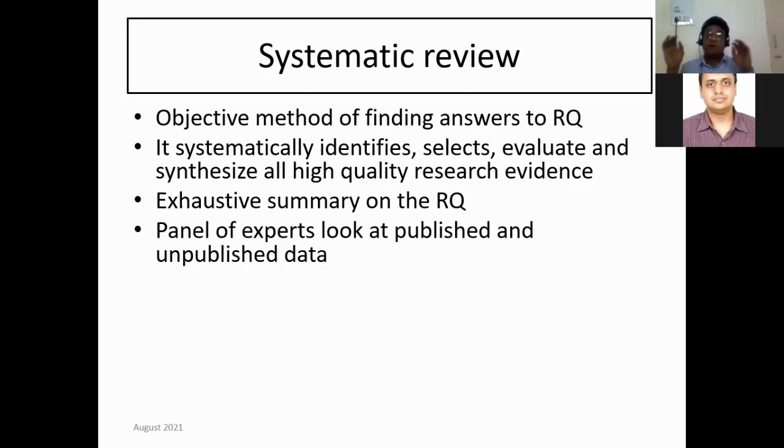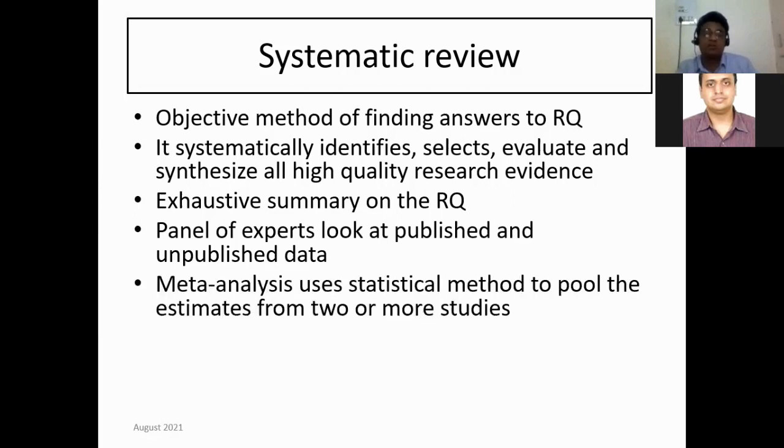Most of the time, a panel of experts does a systematic review. They not only look at published data, they also look at unpublished data, including those at the level of just abstracts and conference proceedings. So they also try to contact those authors and find out the data from them also.